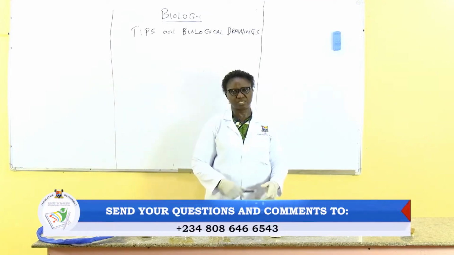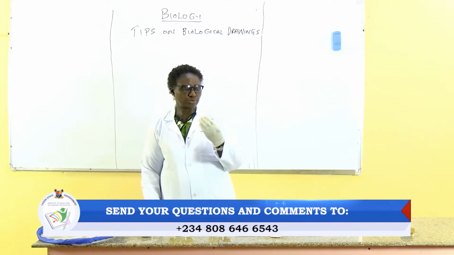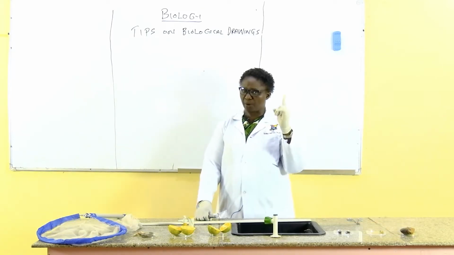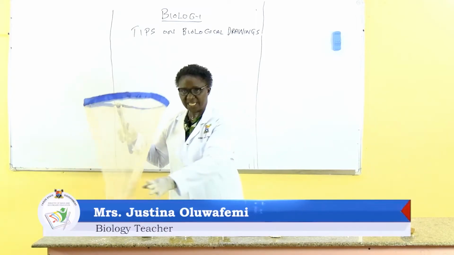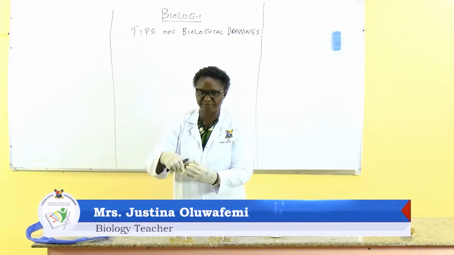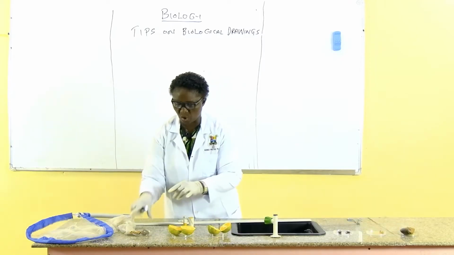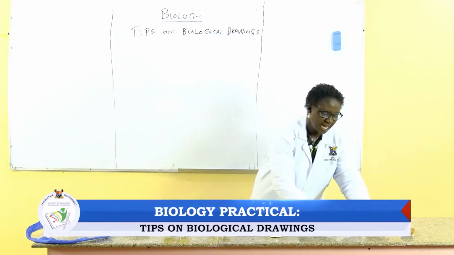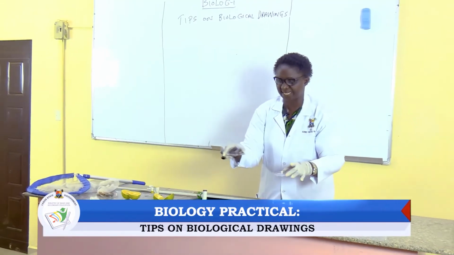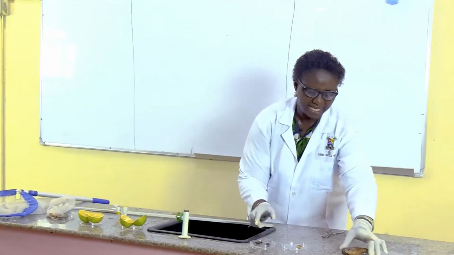So to achieve this, it is important for you during biology practicals, number 1, power of observation. What did I say? Power of observation. Number 2, ability to identify the specimens given. Here, I have a sweep net, a cut section of a kidney, a cut section of oranges. I have 2 different types of insect, a cockroach and a butterfly. And the last but not the least here is a fish.